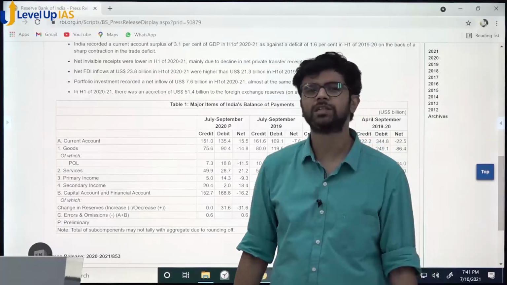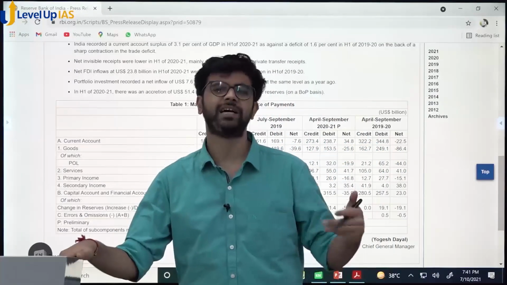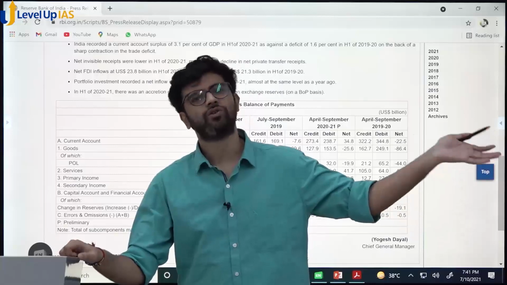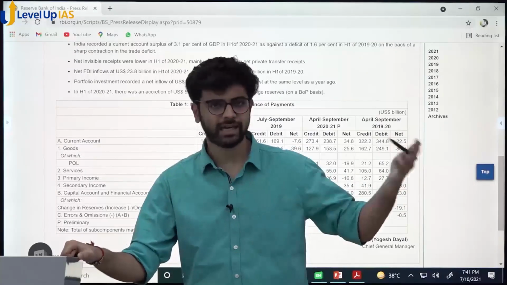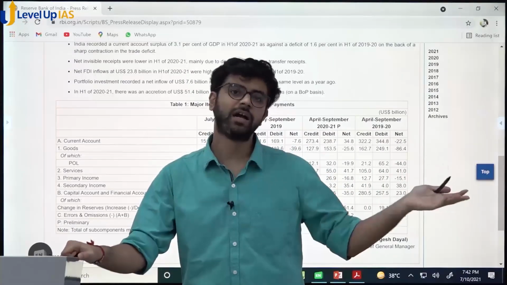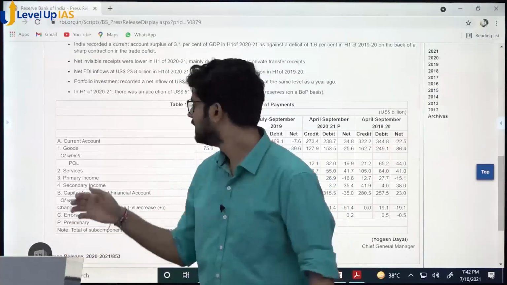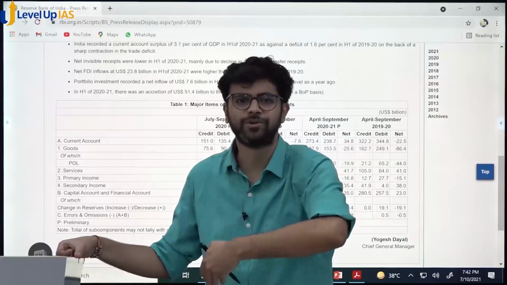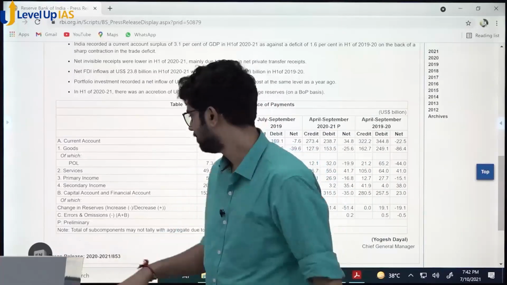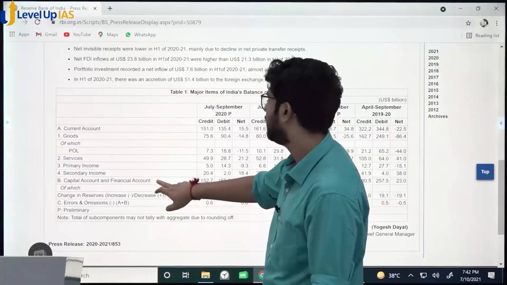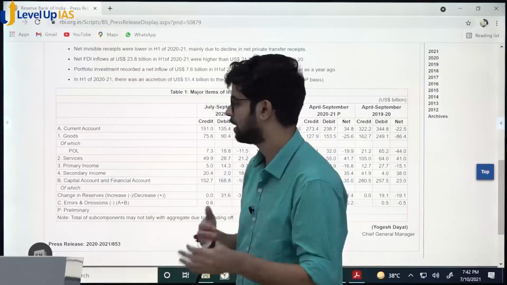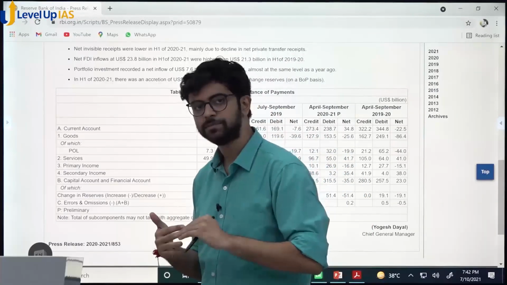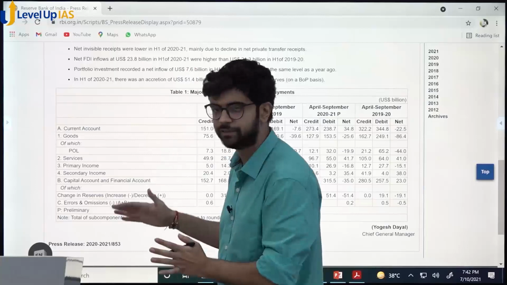Primary income means income which you earn directly. So if you have shares of a USA company, you will earn income as dividend or interest, which you will earn directly. Secondary income means your brother has earned it there and he is sending it to you. Remittances. Secondary income. Capital account and financial account. They have merged it in the new format. Sometimes it is shown separately. This is a very consolidated version.